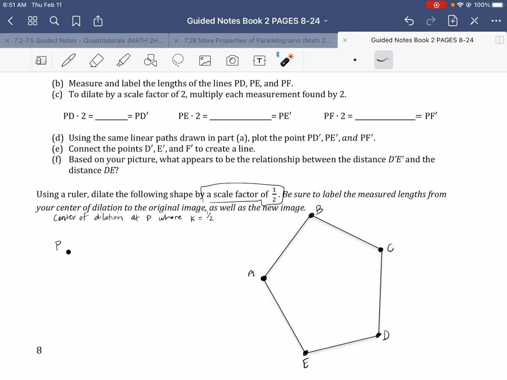Let's see if we can do this. If I can make it all the way through B, or if I miss. Nice. Okay, so that's one line, right? And what we're going to do is we're going to measure it, and then we're going to cut it in half. We're going to do the same thing with each vertice. So your goal is to move each vertice half the distance to the center of dilation. And what that will do is that will change the size of the shape when we connect those dots.